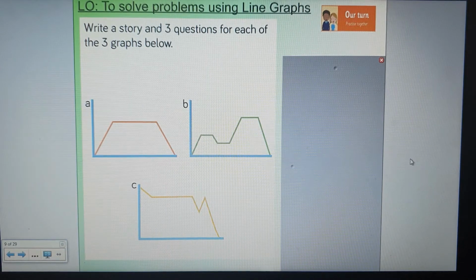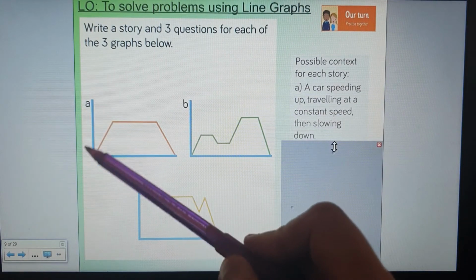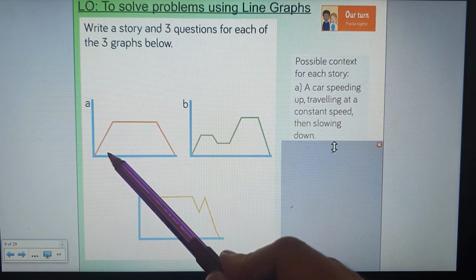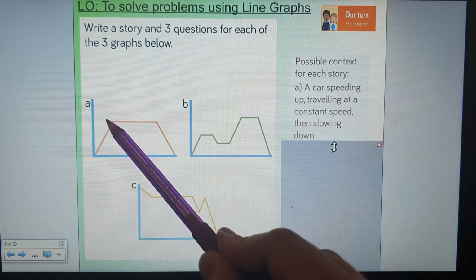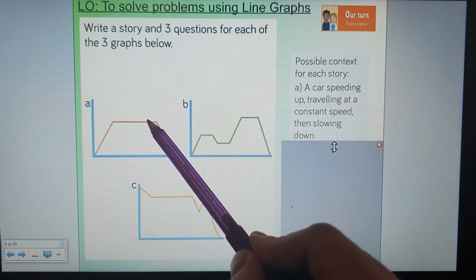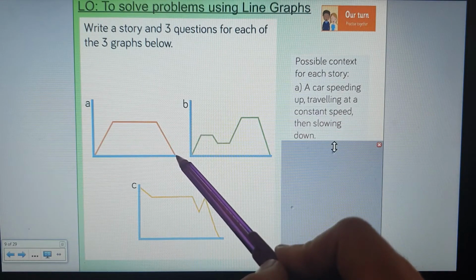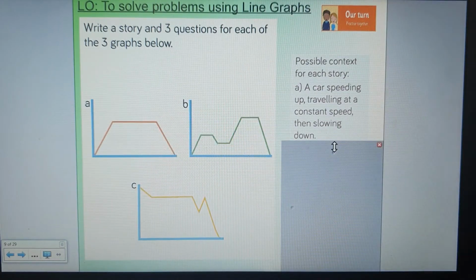Okay, well done. So let's have a little look at what you could have shown. There are loads of different answers for this. That's why this one's really interesting. So you could have had for A, possible one could have been a car speeding up. So its speed was going higher and higher as it was moving along in time. So it's getting faster. And then it went at a constant speed. So it carried on going at the same mile an hour. And then it was slowing down as maybe it got to its destination. So it could show the speed of a car during its journey.